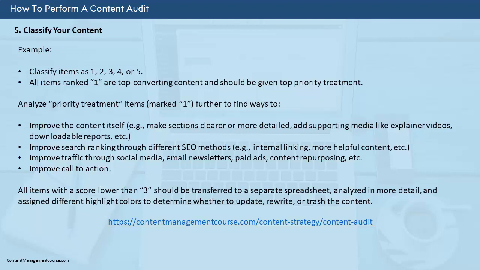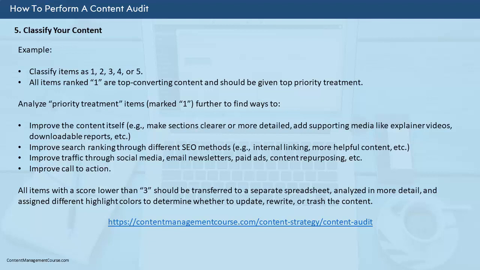Then let's say that all items ranked 1 are top converting content and should be given top priority treatment. So we analyze all priority treatment items, that is, all items marked 1, further to find ways to do things like improve the content, for example, make sections clearer or more detailed, add supporting media like explainer videos, downloadable reports, etc. Or improve search ranking through different SEO methods, for example, internal linking, more helpful content, etc. Or improve traffic through social media, email newsletters, paid ads, content repurposing, etc.